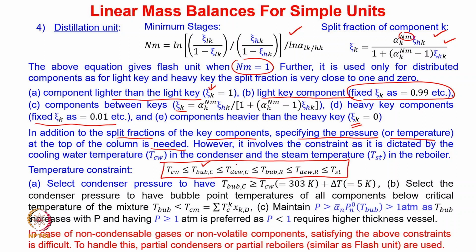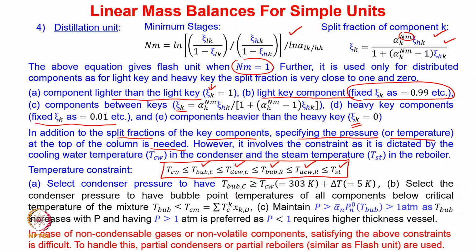The second constraint is that the dew point temperature of the distillate, or the dew point temperature at the condenser, should be greater than the bubble point temperature. Then the bubble point temperature of the reboiler should be greater than the dew point temperature of the condenser. Again, the dew point temperature of the reboiler has to be greater than the bubble point temperature of the reboiler. And finally, the temperature of the steam used in the reboiler should be greater than the dew point temperature in the reboiler. So these constraints have to be satisfied. Now just look at some simple calculations here.